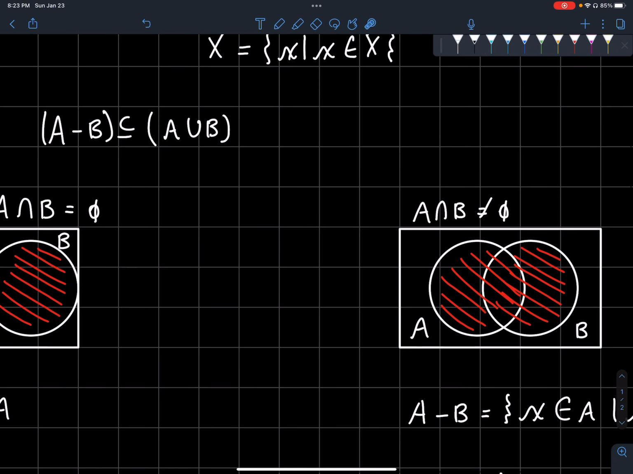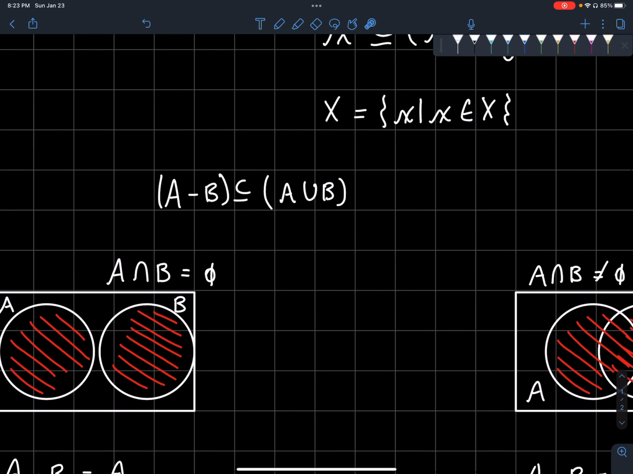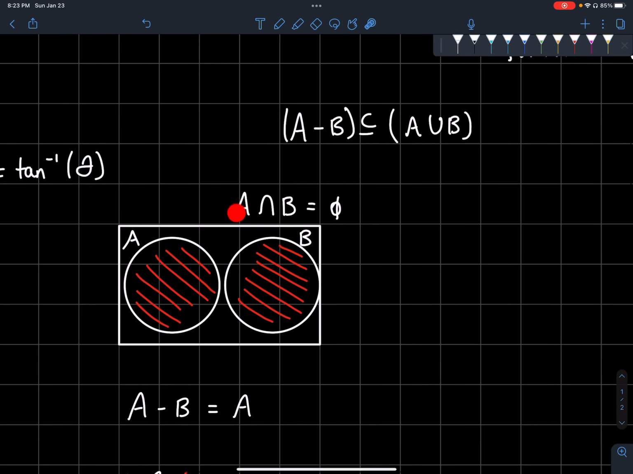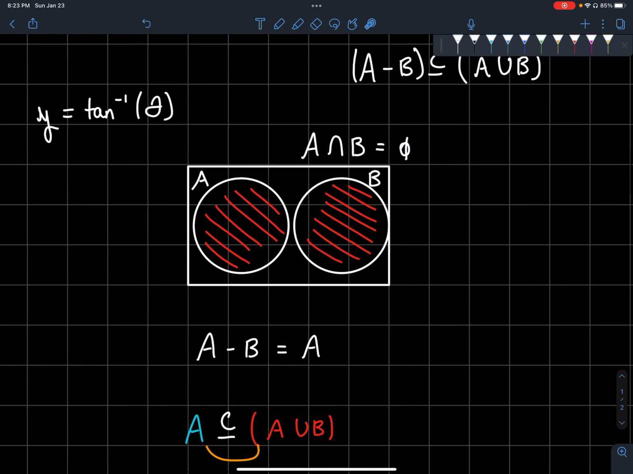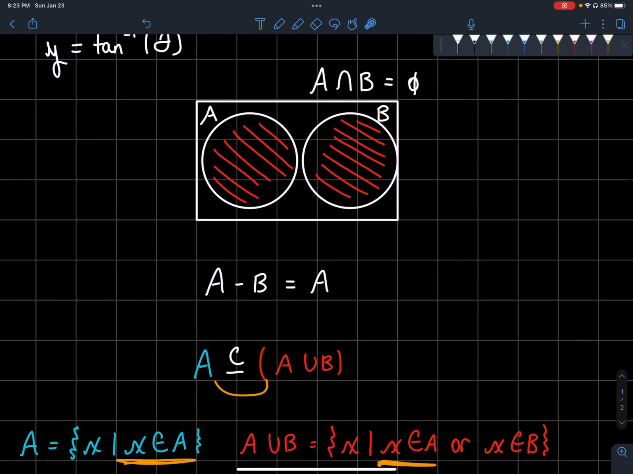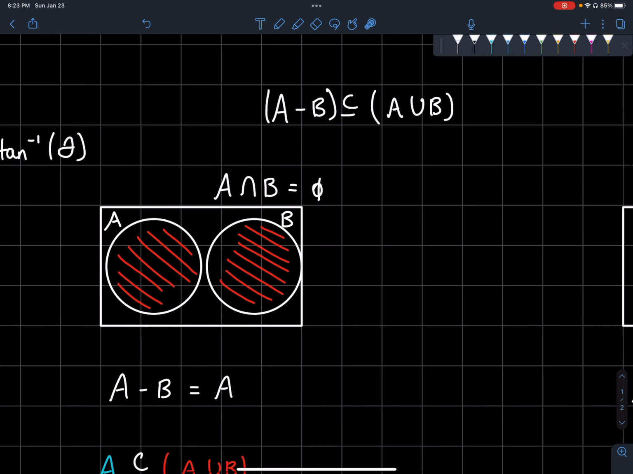So we have to prove for both of these two situations that this statement is always true. So let's first start where there is no intersection between A and B. The intersection between A and B is an empty set. So, let's think about what this part of the equation means first.